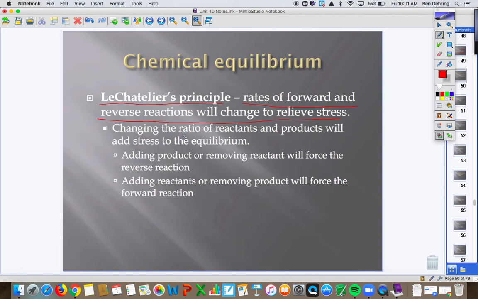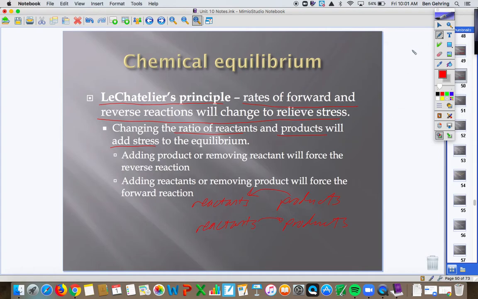So what we're looking at is a ratio, a ratio of reactants to products. And by changing this ratio, we can change the stress on the equilibrium, and we can change how it works. Okay? So for example, adding product or removing reactant will force the reverse reaction. If I add reactants or remove products, I'm going to force the forward reaction.